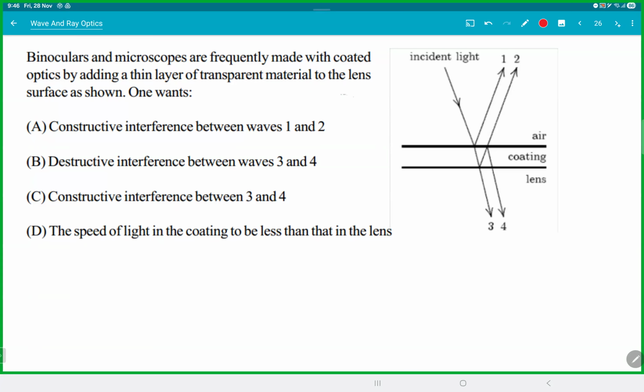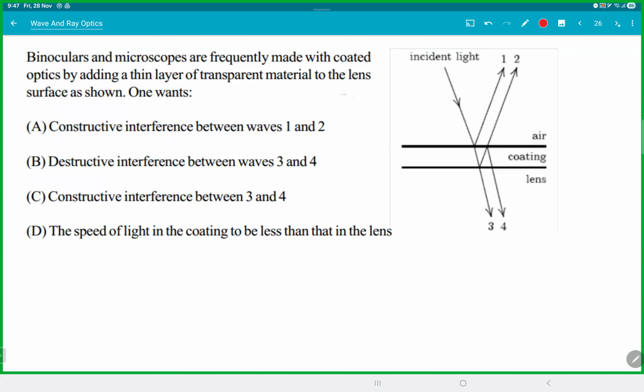Binoculars and microscopes are frequently made with coated optics by adding a thin layer of transparent material to the lens. So the air is there. Basically think of your eye, the glass which you're wearing, there's a thin coating on top of it. When you go to the glass shop, they say anti-glare coating and all that stuff. So something of that sort. So what do you want to do? Constructive interference between 1 and 2, that I'm not sure. Destructive interference between 3 and 4.